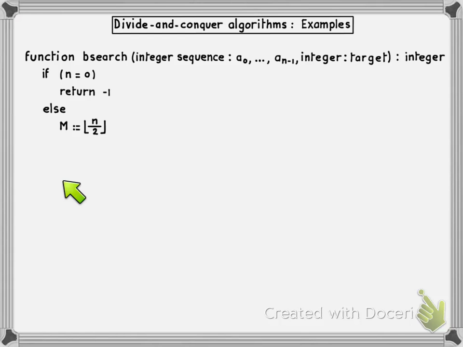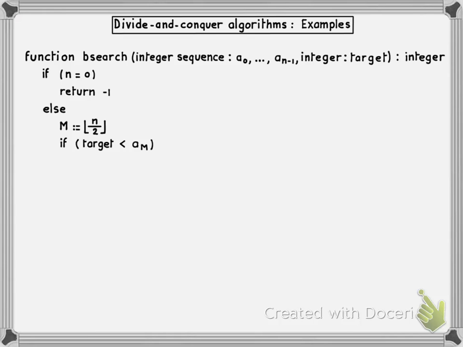Then we look at the element whose index is m, so this element is a sub m, and we compare it to the target integer. In particular, if the target integer is less than a sub m, because the input sequence is sorted in ascending order, we know that the target not only is not equal to a sub m, but must appear in the subsequence that is to the left of a sub m in the original sequence, if it appears at all.